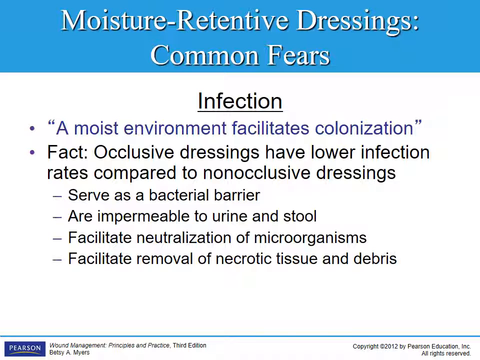So an occlusive dressing serves as a bacterial barrier. It's impermeable to urine and stool. So if there are any wounds in the perianal region, you put an occlusive dressing on them and you can keep urine and stool out of the wounds, which is a very good thing to decrease infection. It facilitates neutralization of the microorganisms. As I just said, those endogenous enzymes are going to kill that bacteria, or help to kill it, because you are occluding anything else from getting in there. You're also removing necrotic tissue and debris. Again, autolytic debridement, because you're occluding it, all of those enzymes are breaking down that necrotic tissue.